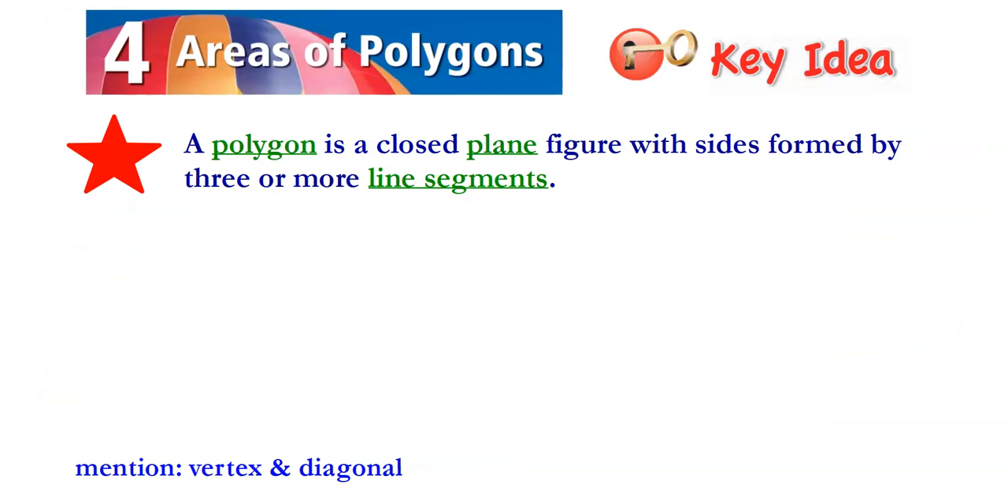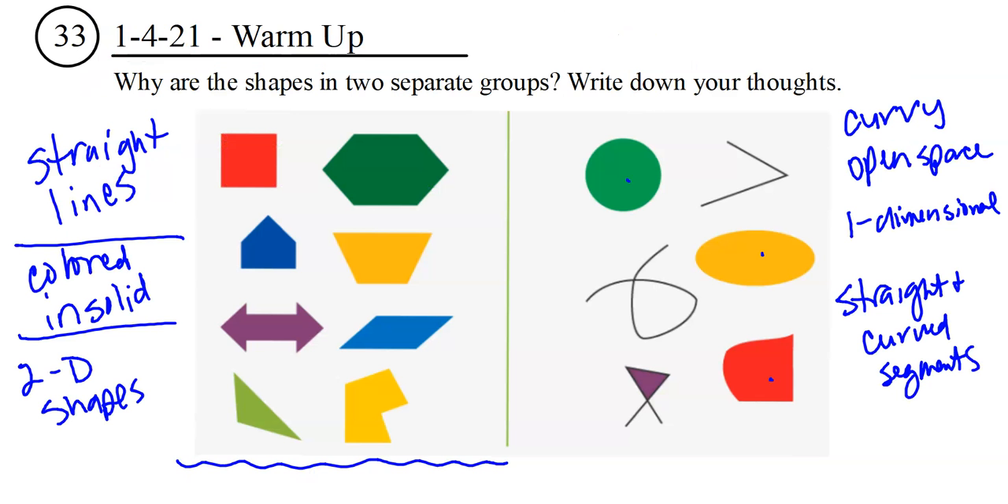Okay, so this is the first starred piece of information that you're writing into your graphing notebook. A polygon is a closed plane figure with sides formed by 3 or more line segments. I'm going to go back to this picture and say, doesn't it make sense that if you tried to make a closed shape with only 2 line segments, it's impossible, right? You need that third line segment to actually close the shape and make it into a polygon.